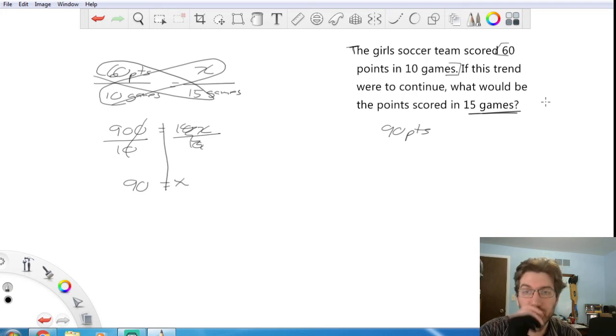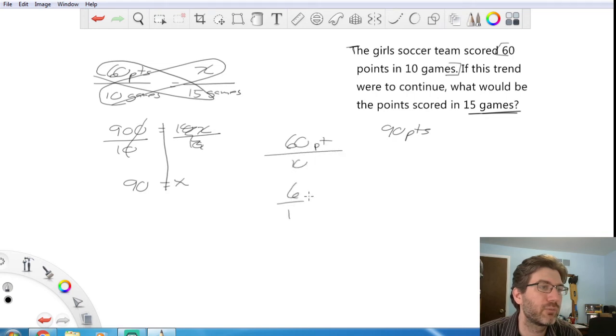So your first review was this little worksheet here, just solving proportional problems. Again, you could have done this with scaling or unit rate. This one here, unit rate, probably would have been better. 60 points in 10 games means you're doing 6 points in one game. 15 games, you get 90.